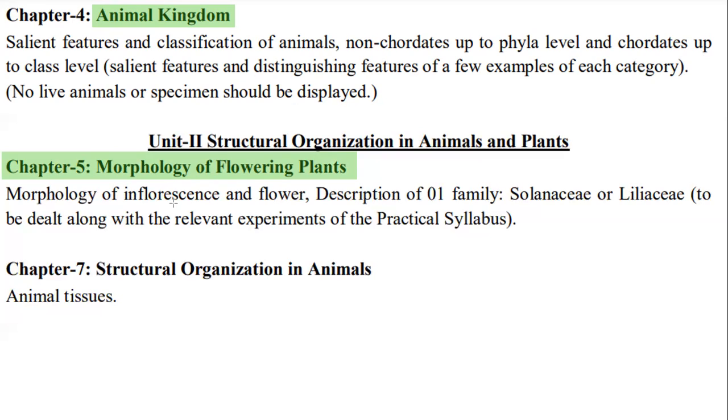In the case of chapter 6, that is anatomy of flowering plants, it's completely removed from your syllabus. The same way as in the previous year, anatomy of flowering plants is removed from your syllabus.